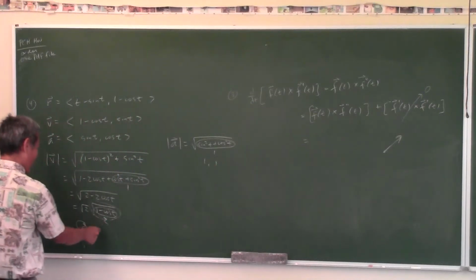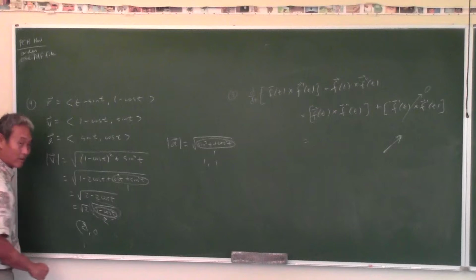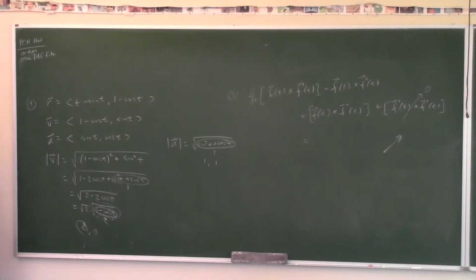Now, what about the minimum? Well, what's the smallest this can ever be? 0. So 2 and 0. It needs to be 0 on there then. So that should be 2 and 0 and 1 and 1.